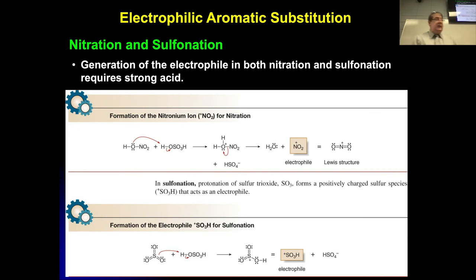So, let's do a couple of problems here. What am I going to get? The chlorine is going to add to the benzene ring, okay?